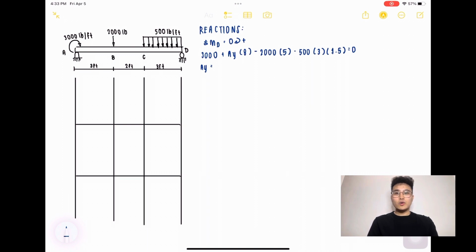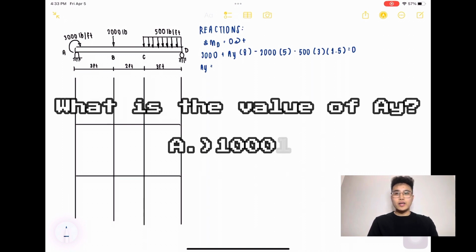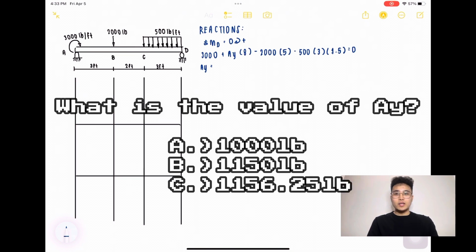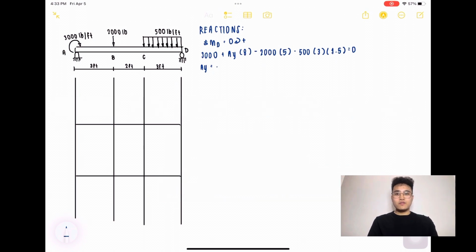Ngayon, tatanungin ko kayo kung ano ang tamang sagot. Ay is equals to letter A, 1,000 pounds, or B, 1,150 pounds, or C, 1,156.25 pounds. The correct answer is C, 1,156.25 pounds. So yung nakuha nating sagot is positive, which is tama yung assumption natin kanina na yung Ay is positive going upward direction.